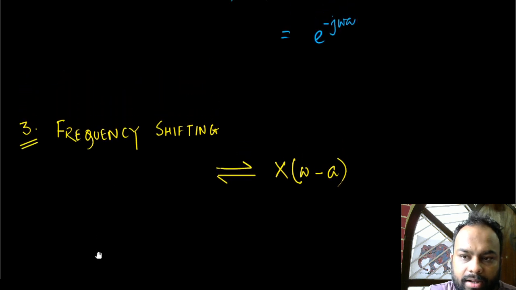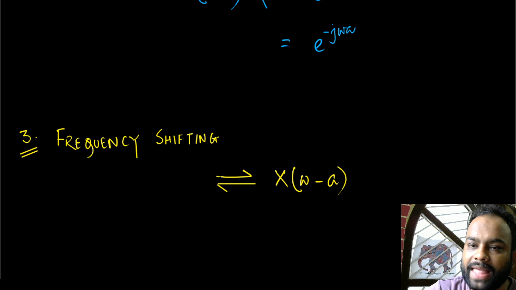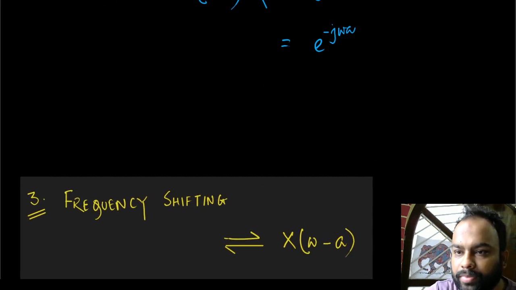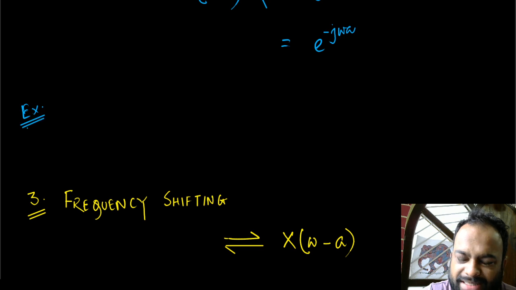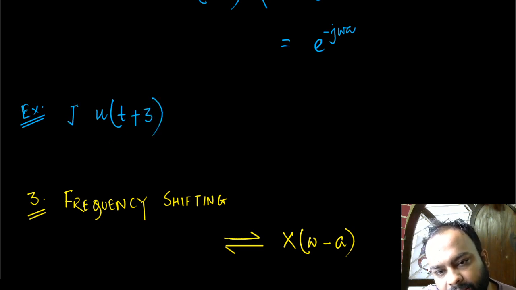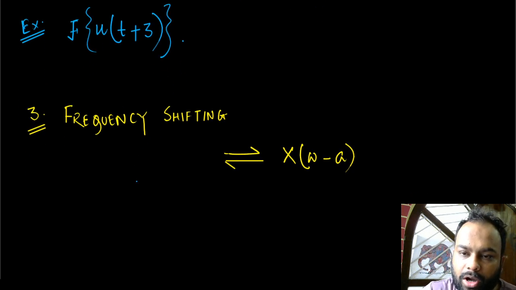Someone is saying, let's solve another example. Okay, but for that, let me give you a question. Try solving that. It's a very simple exercise. You did u(t), right? Try calculating u(t+3). Try calculating the Fourier transform for that, and let me know if you can apply the property of time shift here.